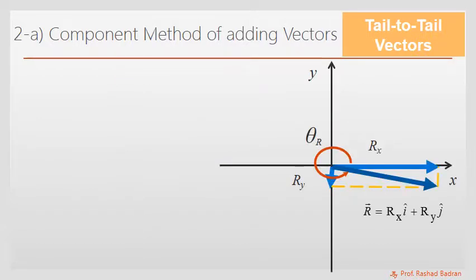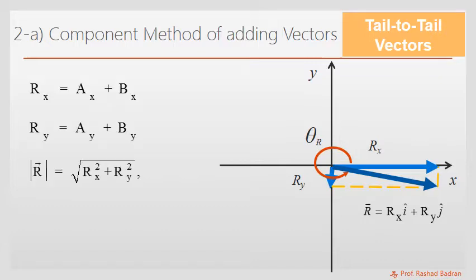Again, if you want to find the magnitude of the vector, as long as Rx and Ry are obtained, we can find the magnitude of the resultant by using the Pythagorean theorem. And the angle theta with respect to the positive x-axis can also be determined using tan inverse of Ry over Rx.